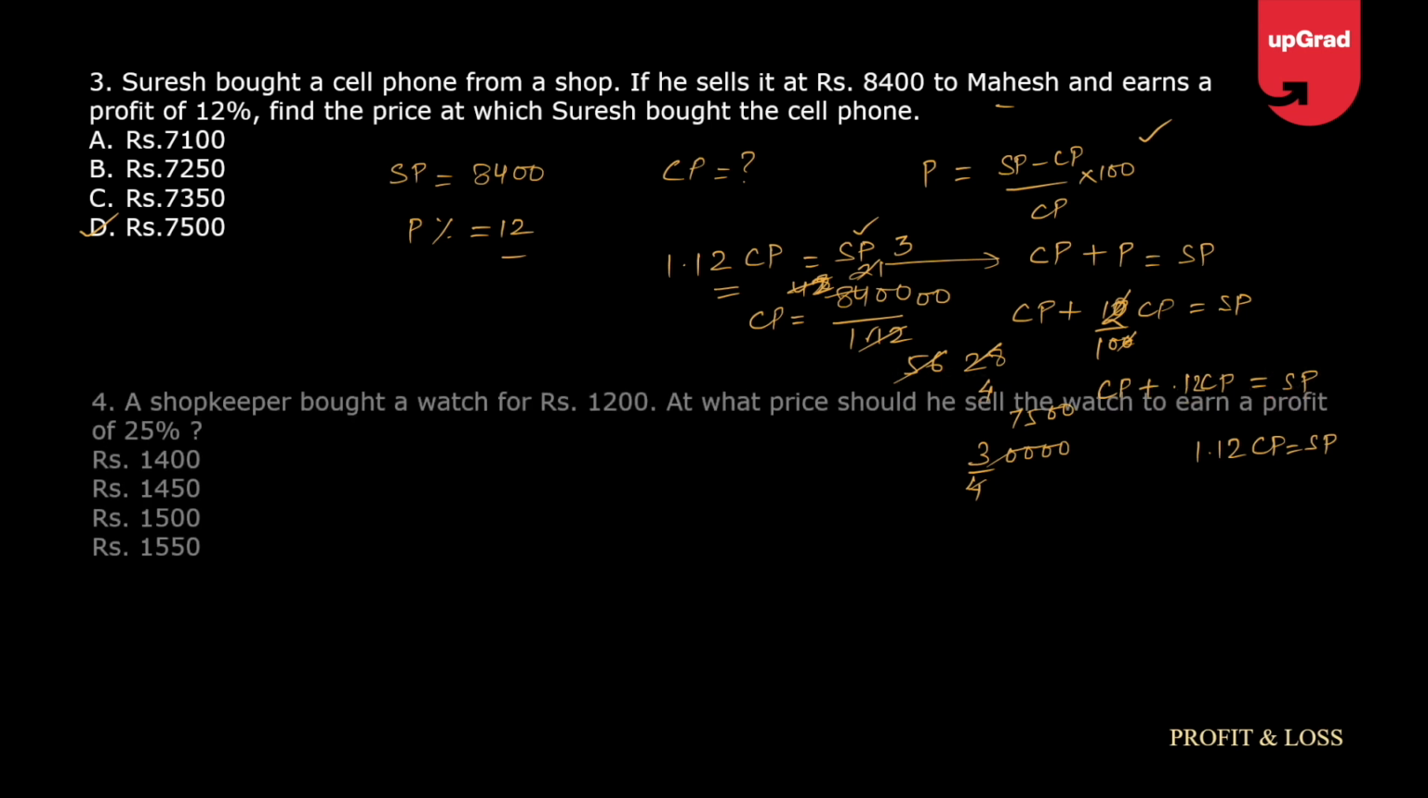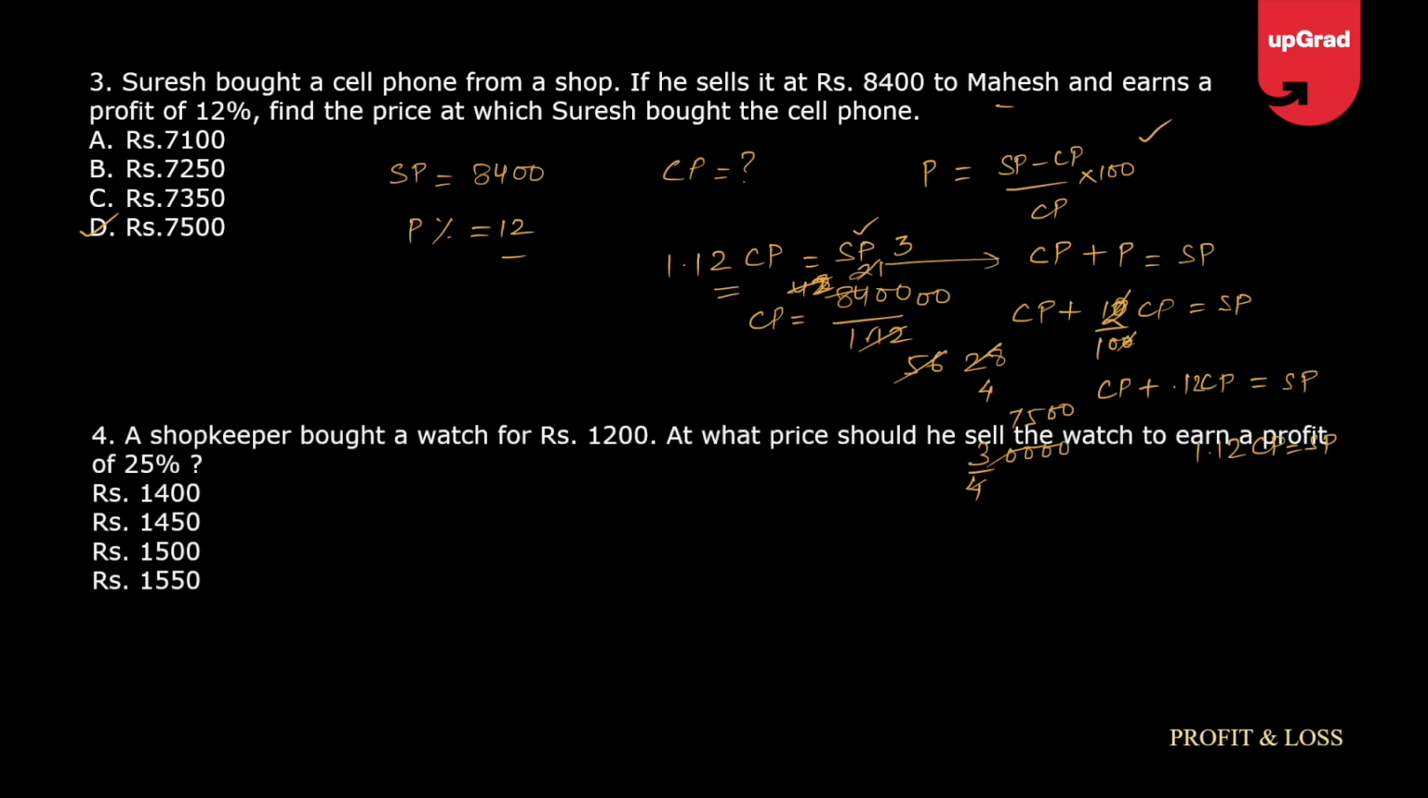Let's take another one. Oh, it gets overlapped. A shopkeeper bought a watch for rupees 1200, which means the cost price of the watch for him is 1200 rupees. At what price should he sell the watch to earn a profit of 20%? 25%, pretty simple. He wants to earn a profit of 25%. What does he do? 25% of 1200 is nothing but 300. So he should be selling the watch at 1200 plus 300, that's 1500. That's my option number C.